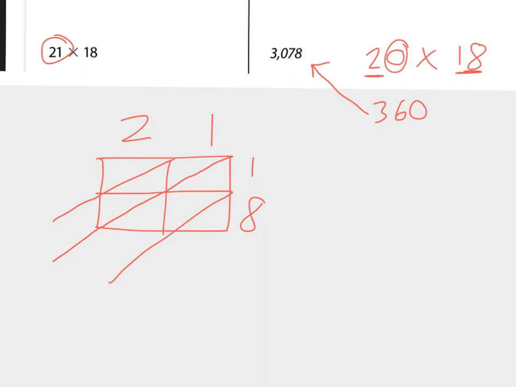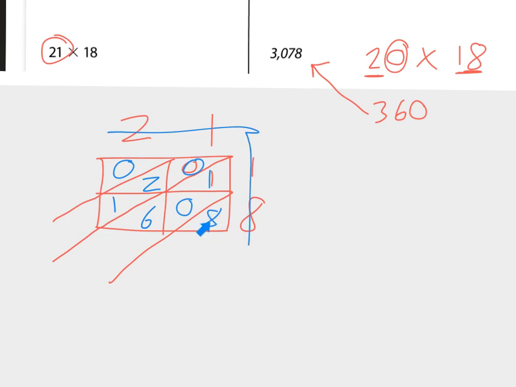1 times 1 will give me 1. And then 1 times 8, we have a right angle. 1 times 8 will give me a product of 8. All right, next we have 2 times 1, which is equal to 2. And then we have 2 times 8. We have a right angle. This is where your product goes here, which is 16. All right, I'm finished with these numbers.